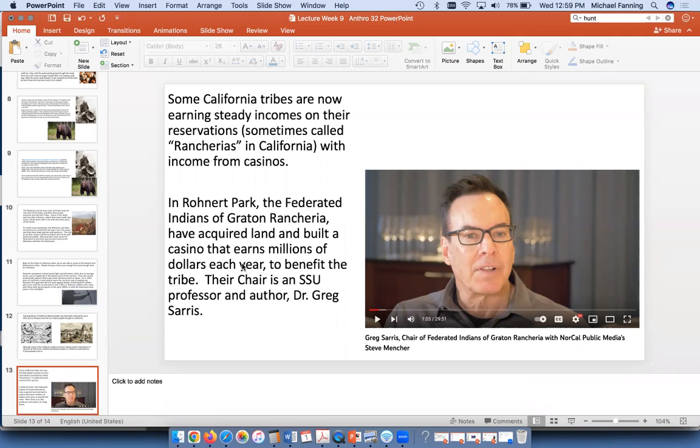And it was a great struggle. It required congressional approval, a compact with the state of California. It's interesting if you want to read about the history of how this casino came about. But eventually it did get approved, and with partners from Las Vegas, the casino was built, and now it makes millions of dollars every year.